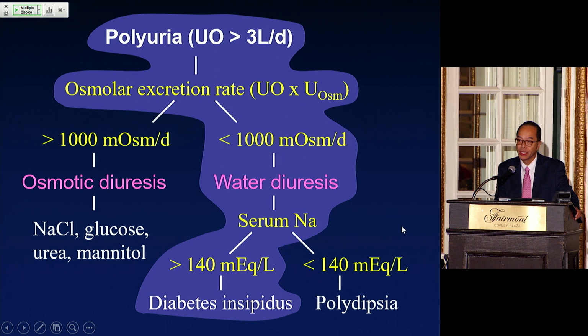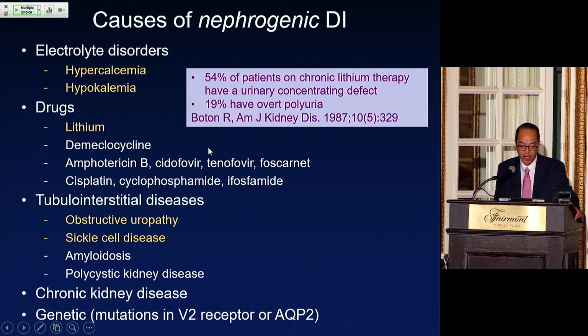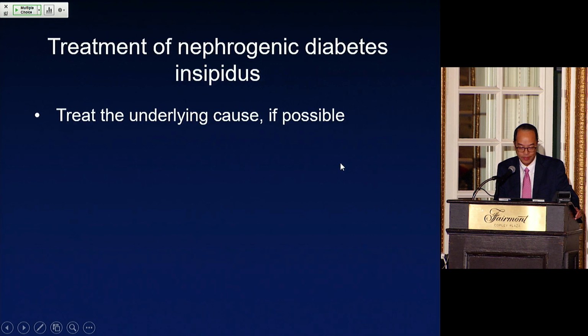And so in this particular case, if you calculate the osmolar excretion rate, it's substantially higher than 1,000. The serum sodium was a little on the high side, so most likely this patient had diabetes insipidus, and he was on lithium, shown here. So there's a good chance that this patient might have had lithium-induced nephrogenic DI. So about half of patients on chronic lithium therapy have some sort of urinary concentrating defect, and about 20% have overt polyuria. So in terms of how you treat nephrogenic DI, it's always challenging.